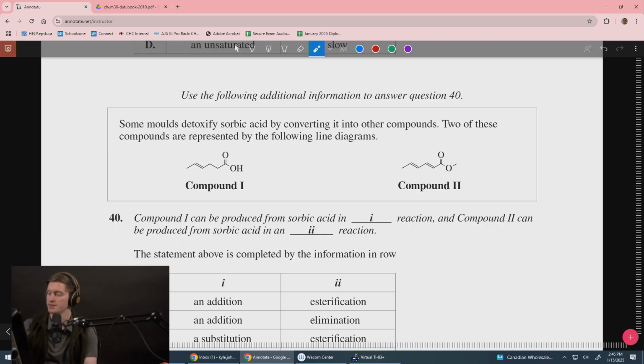Some molds detoxify sorbic acid by converting it into other compounds. Two of these compounds are represented by the following line diagrams. Compound 1 can be produced from sorbic acid in what type of reaction, and compound 2 can be produced from sorbic acid in what type of reaction?